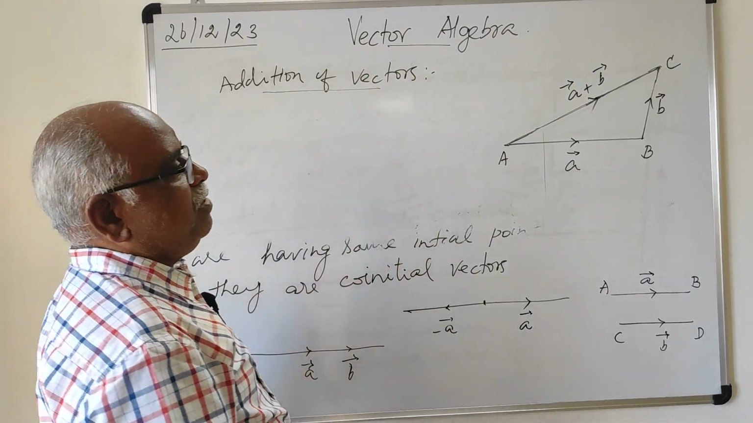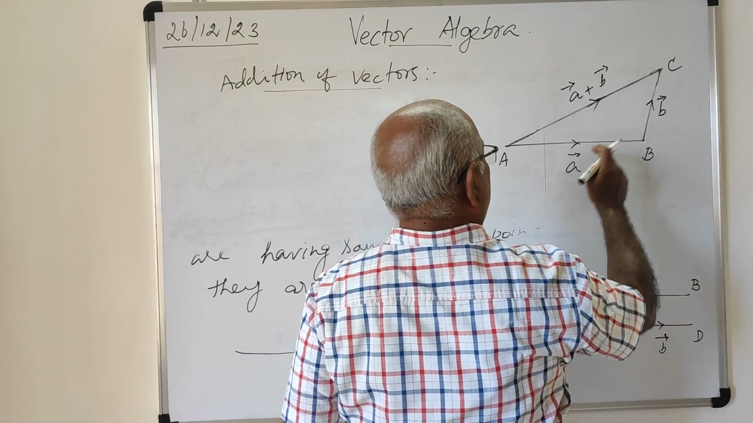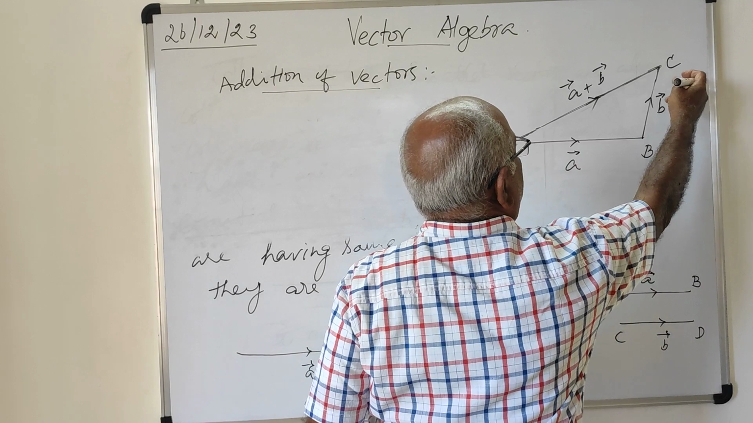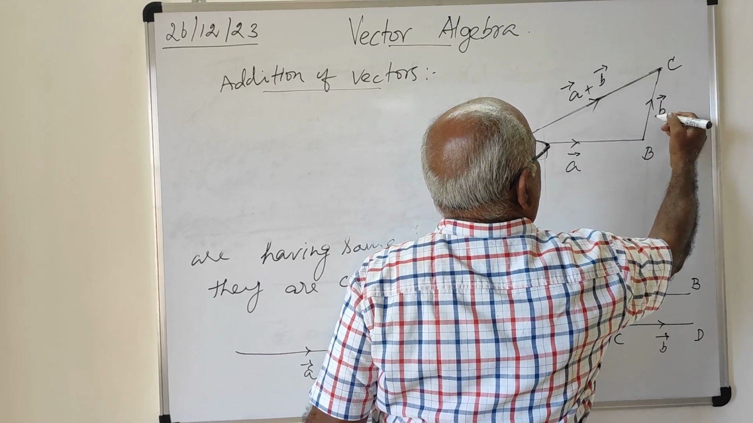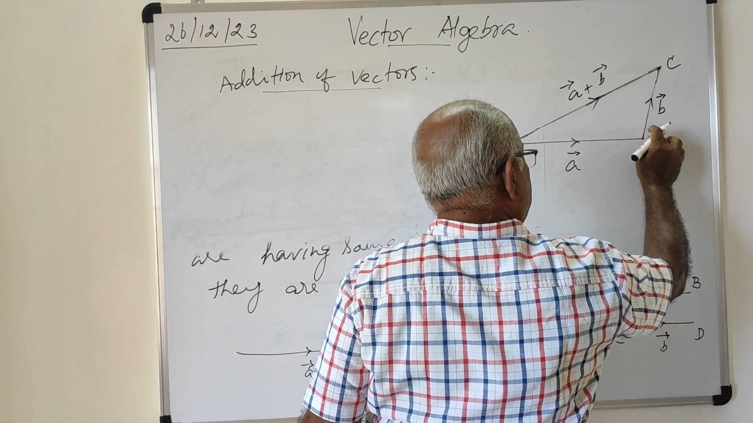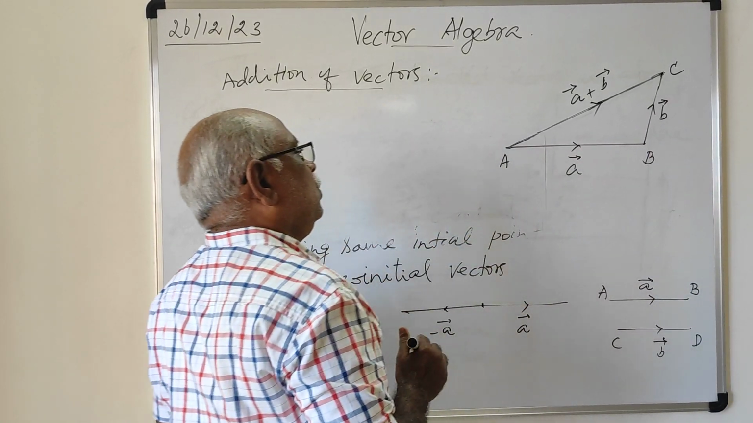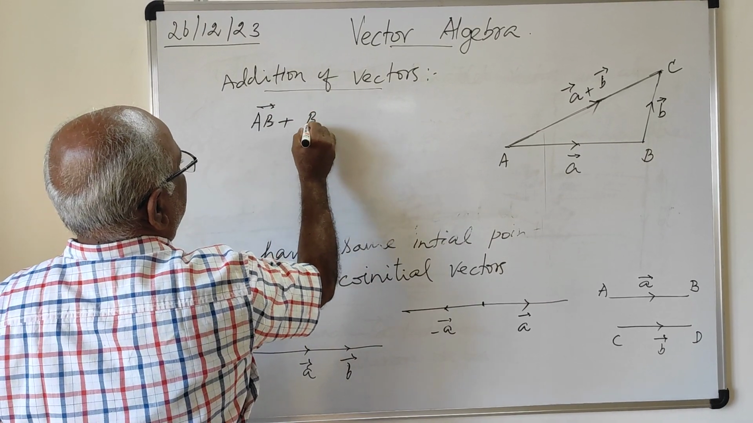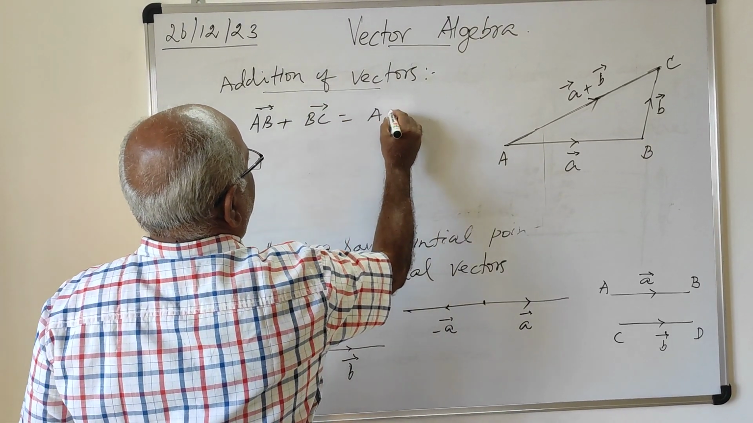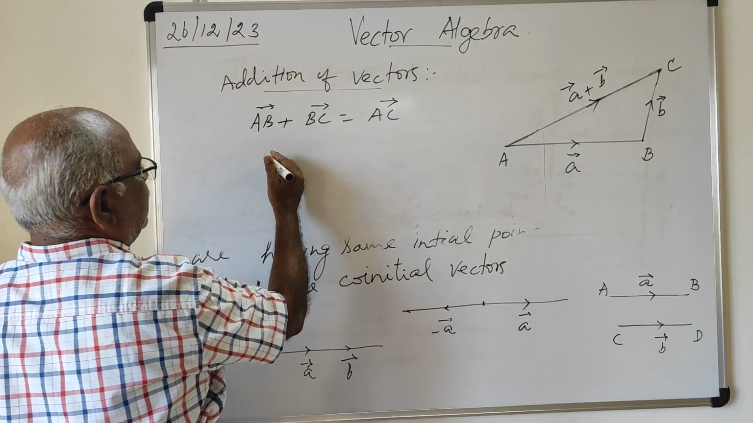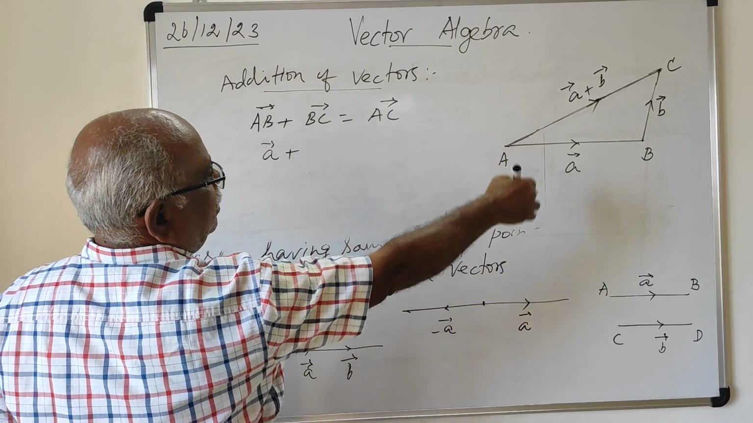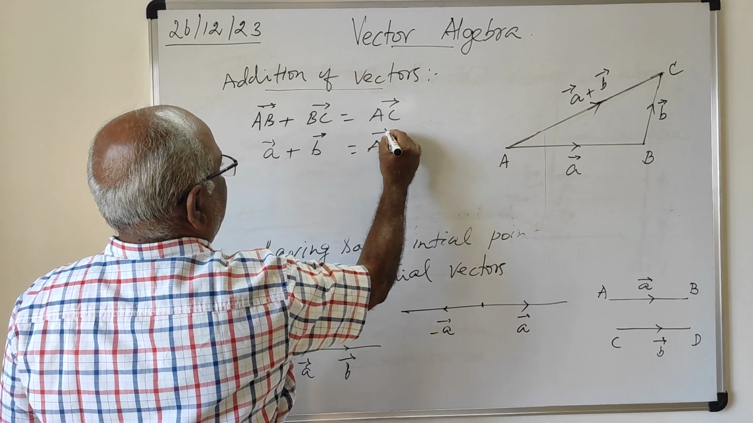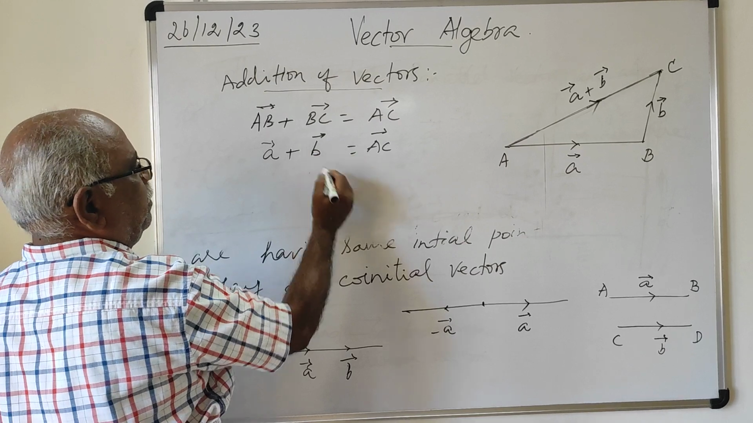So for the addition of two vectors, suppose A and B are two vectors, the initial point of vector A is A and the initial point of vector B is B. So AB vector plus BC vector is equal to AC vector. AB vector is vector A, BC vector is vector B, so AC vector is A plus B vector. This is the addition of two vectors A and B.